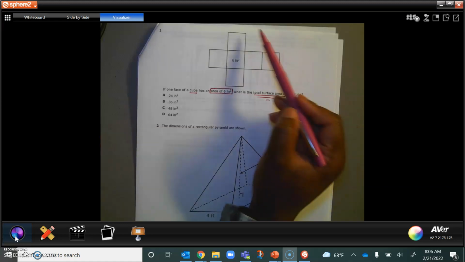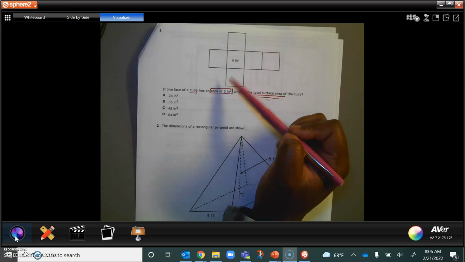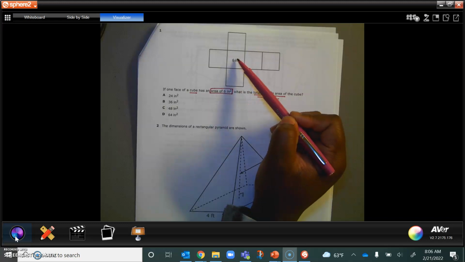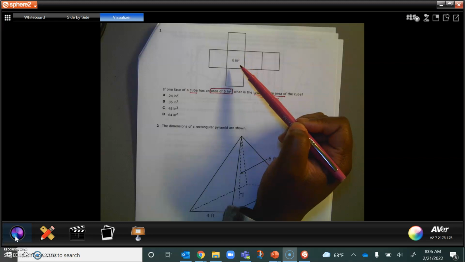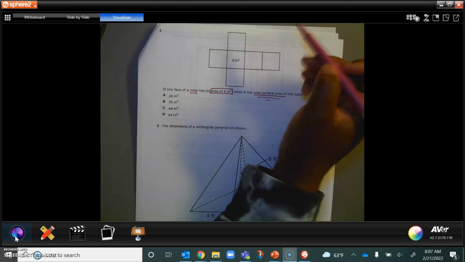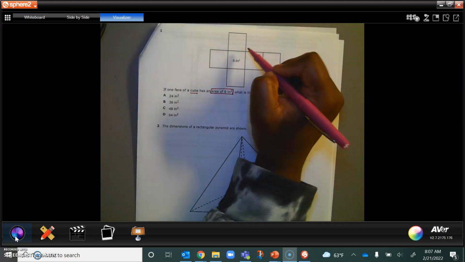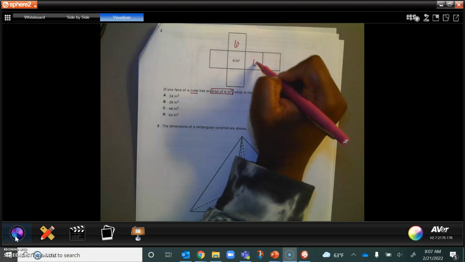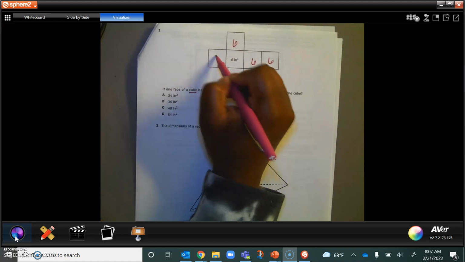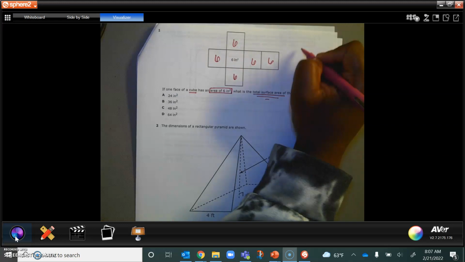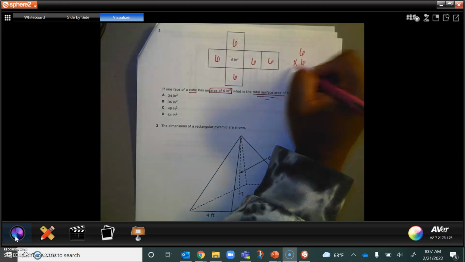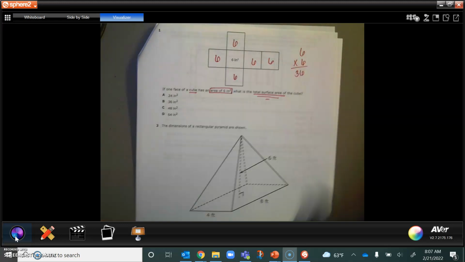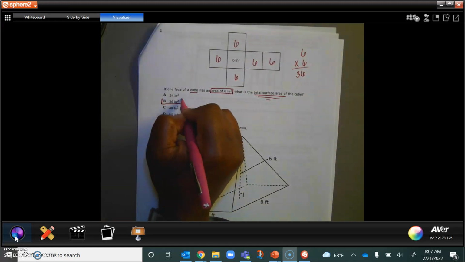So this is a net. This tells me that the face has an area of 6 inches squared. Remember, whenever you see that inches squared, you know it's already the area. If this is a cube, that means all of the faces are the same, so the sides and the bases are the same. So I'm just going to put the area in each box, and I have 6 of those. So 6 times 6 gives me 36. So my answer is B.